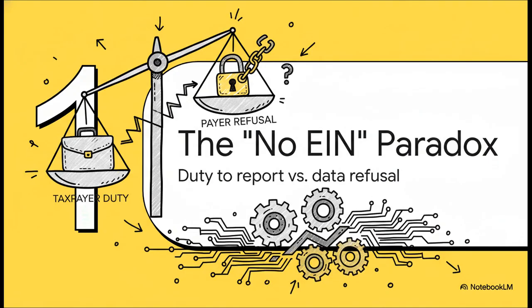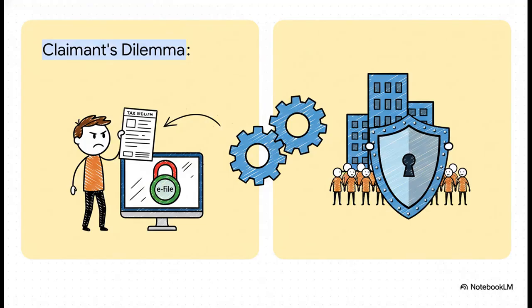First things first, we have to understand what makes this a paradox. This isn't just a small snag. It's a fundamental conflict between the taxpayer's legal duty to report every dime of income and the payer's decision to withhold the very data you need to do it electronically. And this is where it gets so tricky. You've got two valid but completely opposite positions.